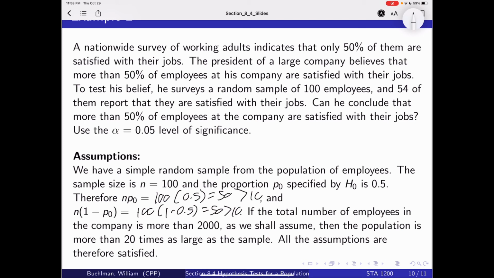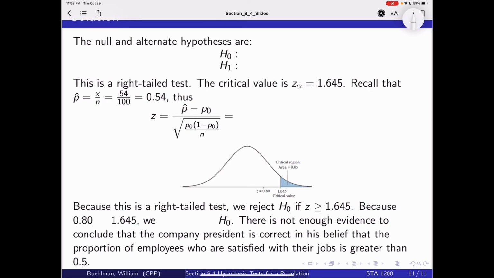If the total number of employees in the company is more than 2,000, which we're going to assume for this example, then the population is more than 20 times as large as the sample, so that assumption is checked off. All assumptions are now met. The null hypothesis is that the population proportion is equal to 0.5, and the alternative hypothesis is that it's greater than 0.5. So again, this is a right-tailed test. The critical value z alpha at 0.05 is 1.645.